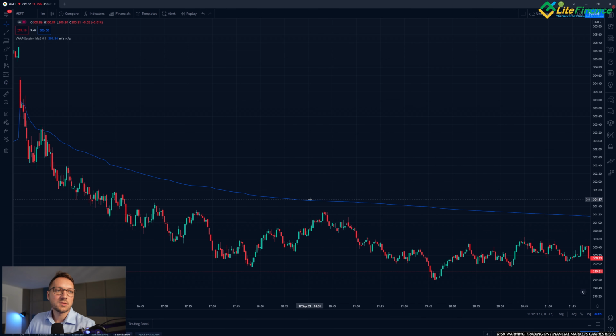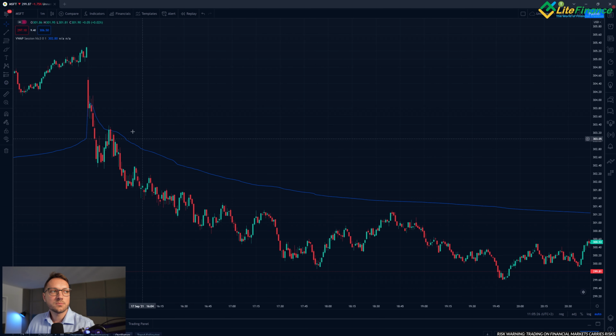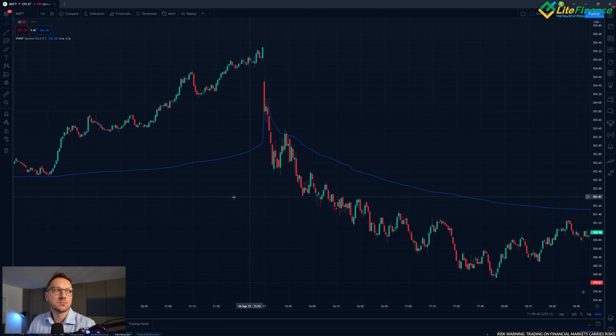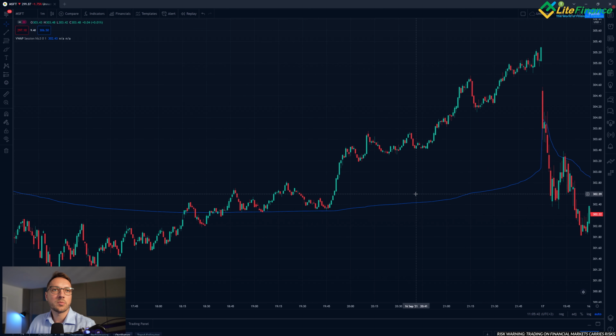So we talked about the calculation, and you see that it is more or less kind of a moving average line. This is the beginning of the session, and therefore it is refreshed each and every day. It indicates that when the price is below the VWAP, the stock is relatively cheap. When the price goes above the VWAP, it indicates that the particular stock at the moment is relatively expensive.